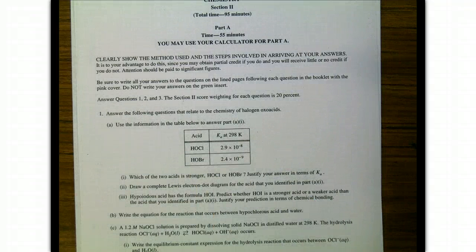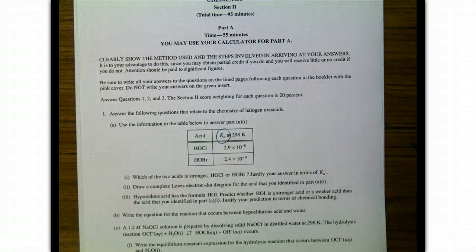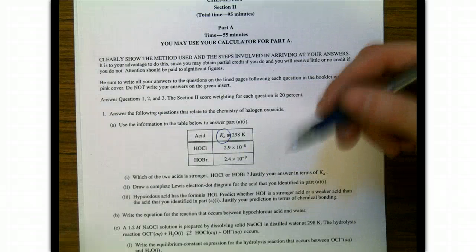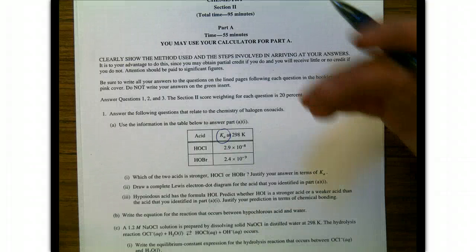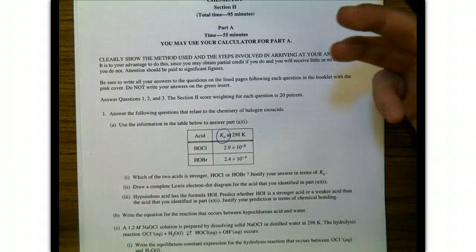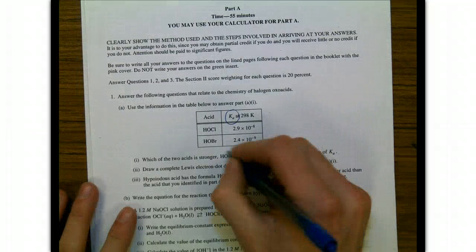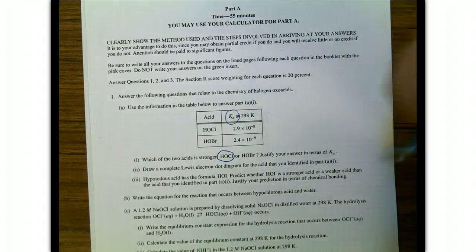Well, the first thing you should notice is that you have something called Ka available to you. Ka tells you how much the acid actually dissociates. It's your acid dissociation constant. The greater your acid dissociation constant, the stronger your acid. So which one's stronger? What I would say is HOCl, and the reasoning behind that is because the Ka value is actually higher.